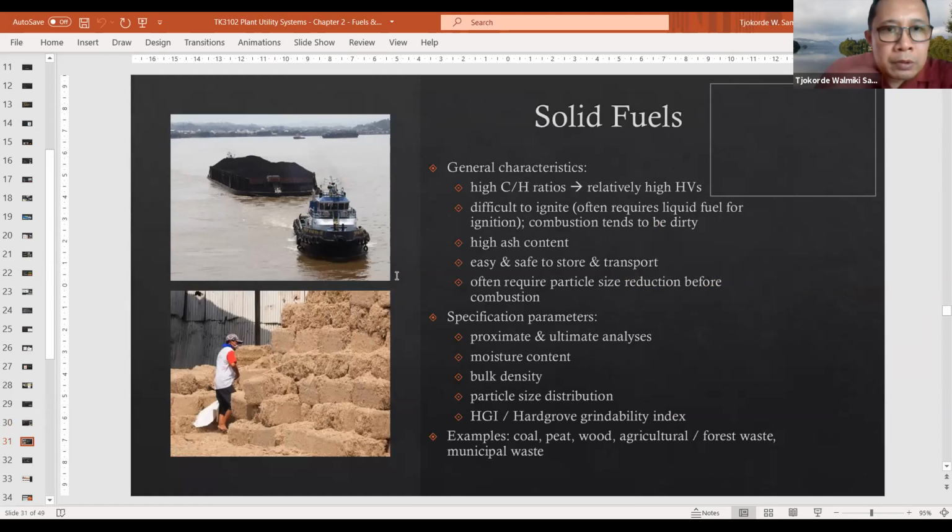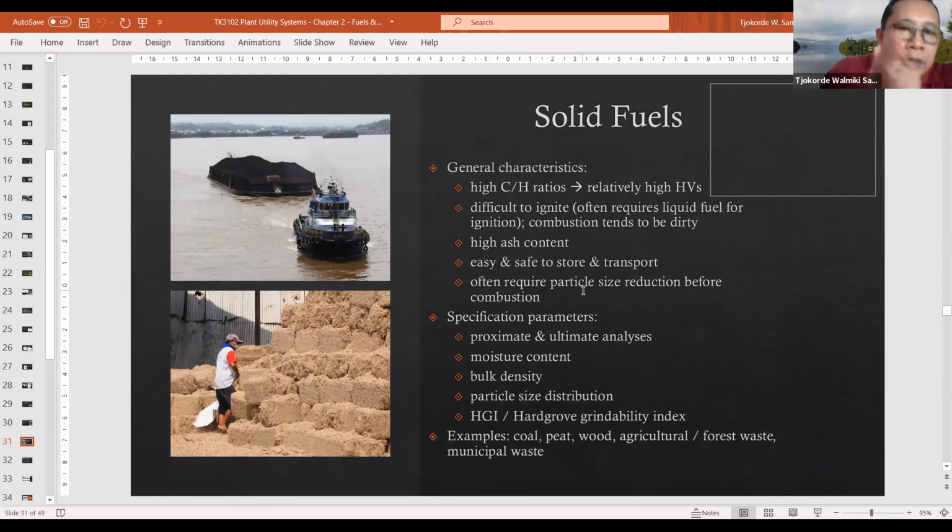And then we will discuss solid fuels. General characteristics: they have high energy content. So pound per pound, they carry more energy than either gaseous fuels or liquid fuels. But solid fuels are difficult to ignite. However, because they're difficult to ignite, they are relatively easy to store and easy to transport compared to liquid and gaseous fuels. They require particle size reduction before combustion.